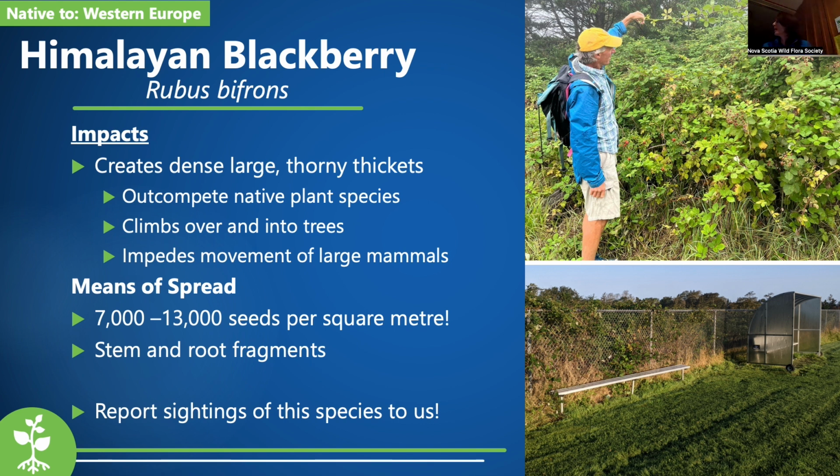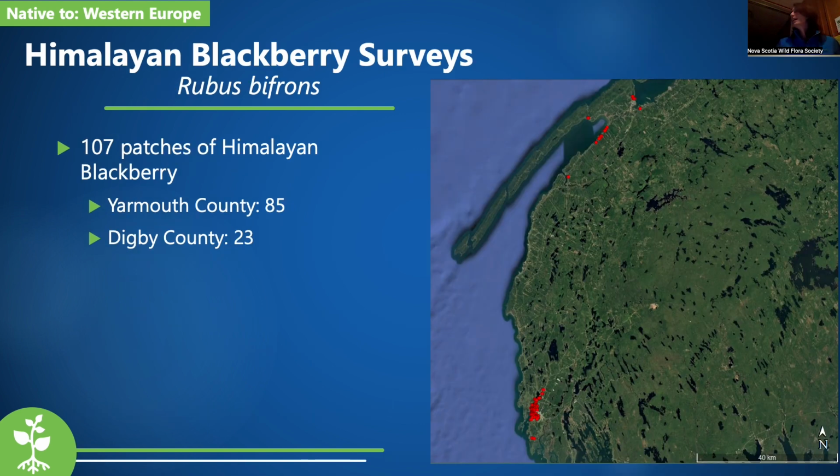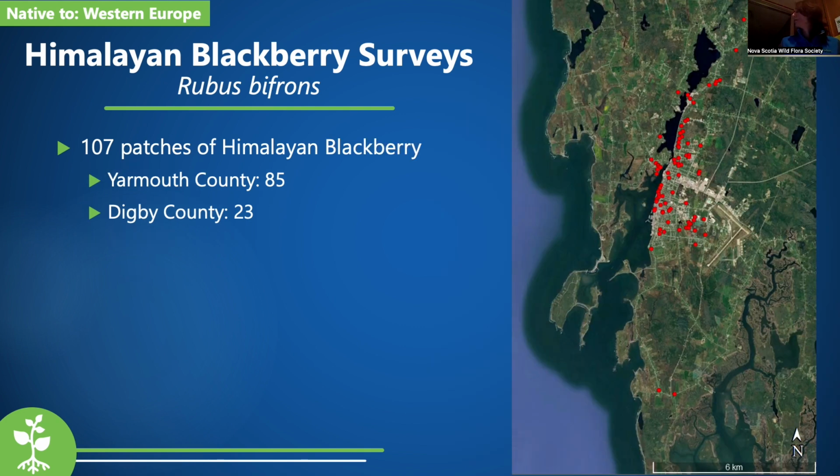With this species, we have been surveying for it, looking to see where it has been established and what type of spread. Because originally when we started looking at the species, we were only aware of a couple patches of it. And since we've surveyed, we have identified 107 patches of Himalayan blackberry, the majority being in Yarmouth County, in particular in the town of Yarmouth, but also we've found some in Digby County. But here's just a map showing the Yarmouth area in particular, where it is quite abundant.